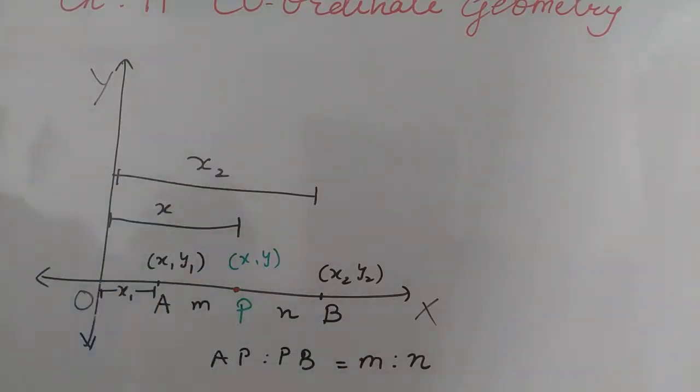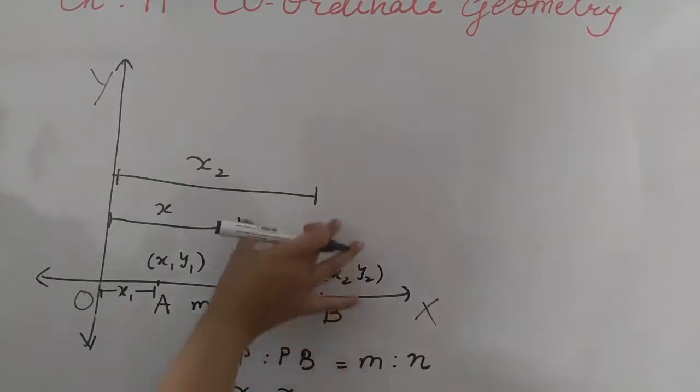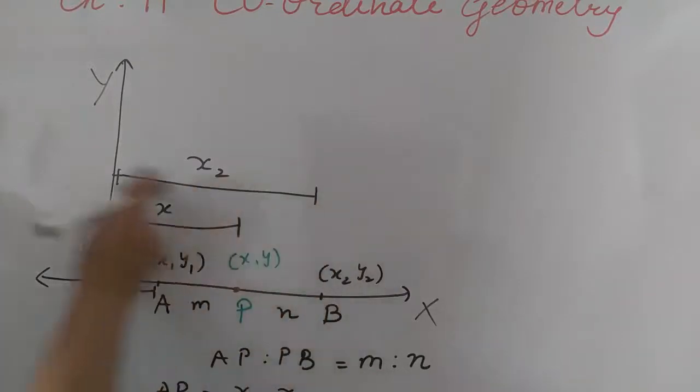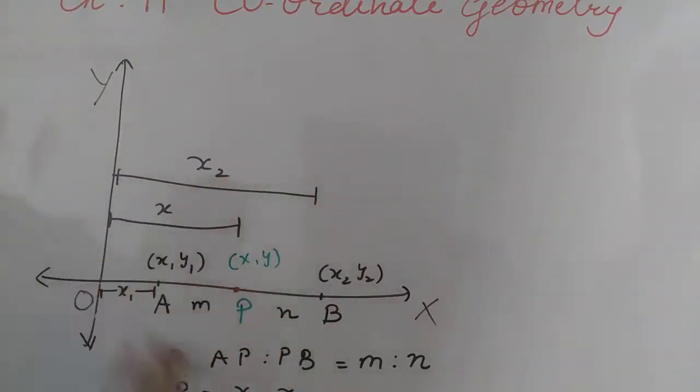Okay, now we want to find the distance AP. You can see this whole distance is x minus x1, that will be AP. So AP is x minus x1, and how much is PB? PB is this much only, that is whole x2 minus x. So here I write PB is equal to x2 minus x.